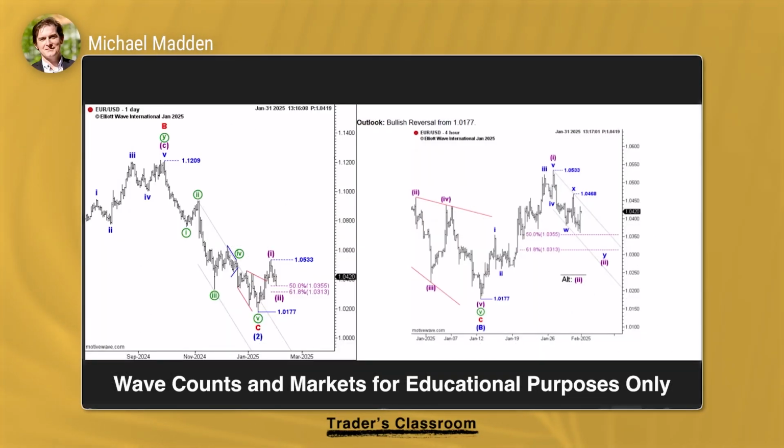Michael Madden with you. We're going to take a look at Euro US dollar. We're going to take a look at a zigzag pattern and we're going to discuss trading setups. So when we're looking for trading setups in the direction of the trend, we're going to rely on analyzing or locating a corrective pullback, or a corrective rally if it's a downtrend.